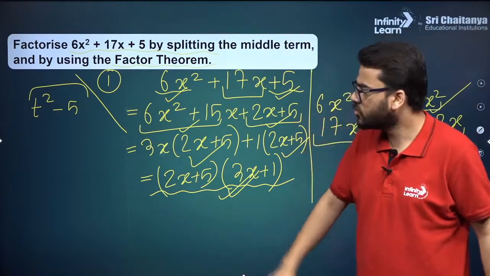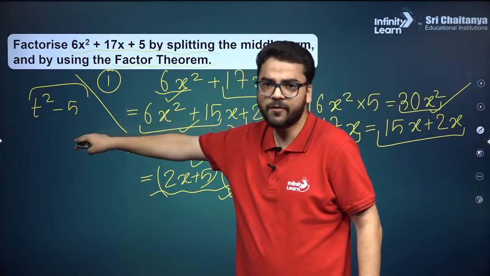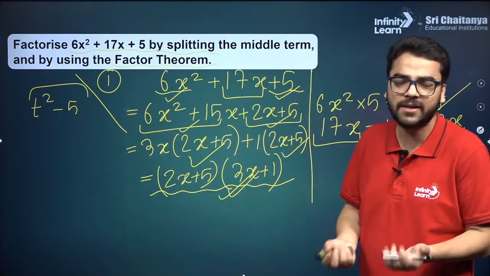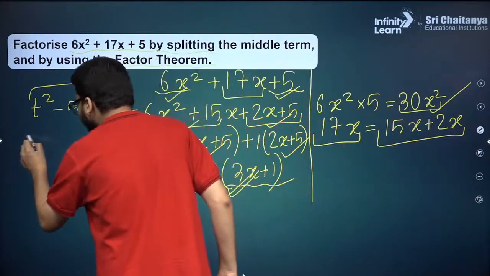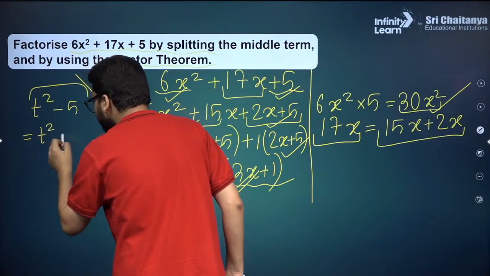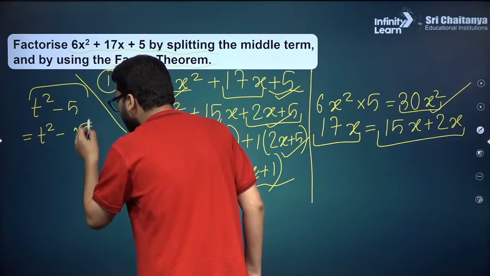So we have to factorize this. This type of polynomial you will not be able to factorize using the middle term because there is no middle term over there. So you have to use a different identity. So can I write it as t square minus root 5 the whole square?